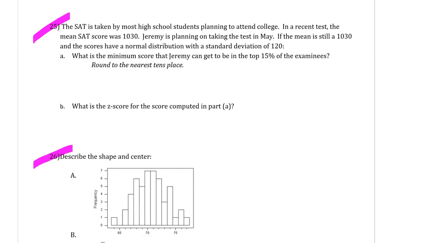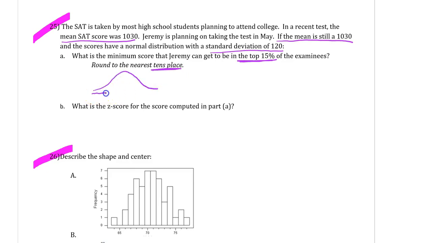All right, the SAT is taken by most high school students planning to attend college. In a recent test, the SAT score was a 1030. Jeremy is planning on taking the test in May. If the mean is still a 1030 and the scores have a normal distribution with a standard deviation of 120, what is the minimum score Jeremy can get to be in the top 15% of examinees? Round to the nearest tens place.